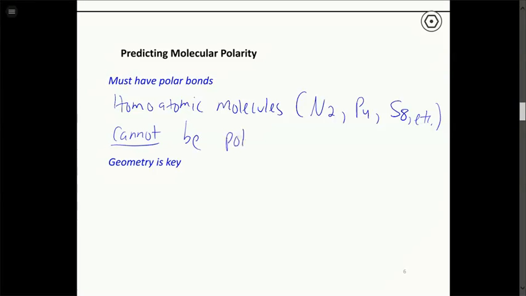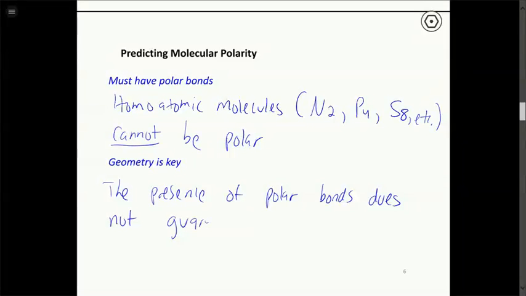But for every other molecule where you have two or more different atoms involved, you can't just look at the formula and tell whether it's polar or not. You can't just say, well, it has to be polar because it has polar bonds. The other part of this is the geometry, and that's why we're talking about this now after we've introduced VSEPR. In order to have polarity, the molecule must have polar bonds, but you also have to consider the geometry as well. Just having polar bonds is not enough to necessarily make it a polar molecule. The presence of polar bonds does not guarantee that a molecule will be polar.